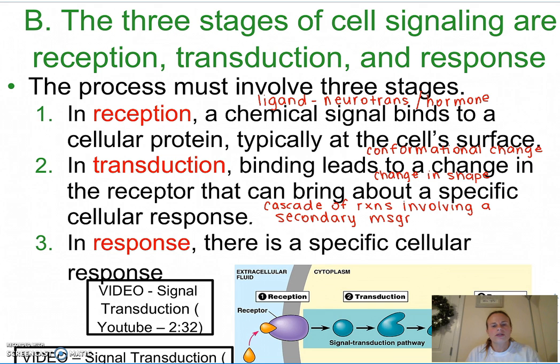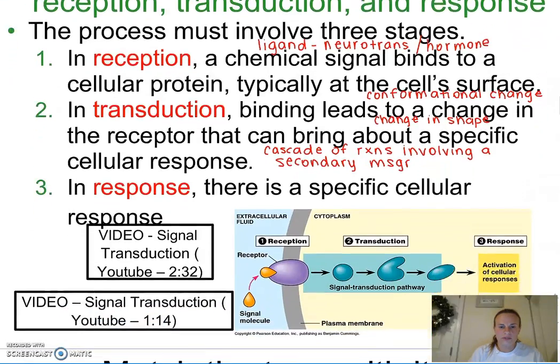In reception, some sort of chemical signal, which is also called the ligand, for example, a neurotransmitter or a hormone, is going to bind to a cellular protein, which is usually found at the surface of the cell. And what happens is some sort of conformational change in that receptor. This is called transduction. And what that brings about is some sort of cascade of reactions that brings about some sort of response.